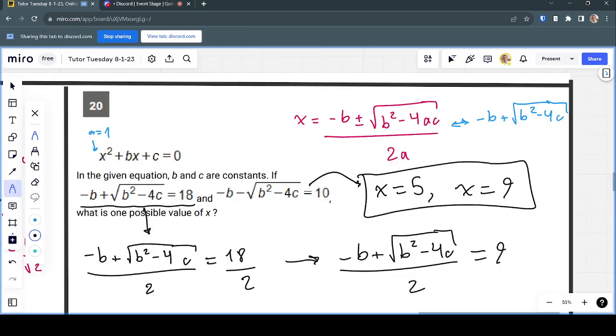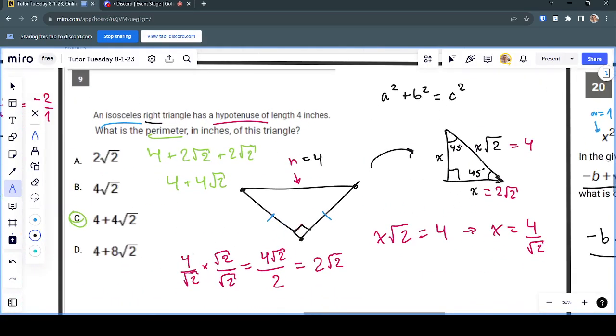Let me go back to the other problem because I know we had a couple questions on this one. So I'll briefly run through it again. This one is telling us we have an isosceles right triangle. That just means we have a right triangle with two sides being equal to each other, and those I've marked with these blue hash marks. The hypotenuse, or the longest side of the triangle, has a length of 4 inches. So that would be this side opposite of the right angle.